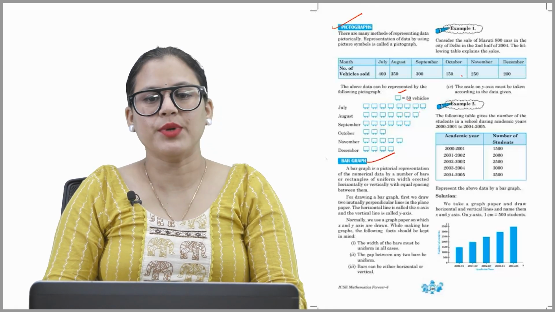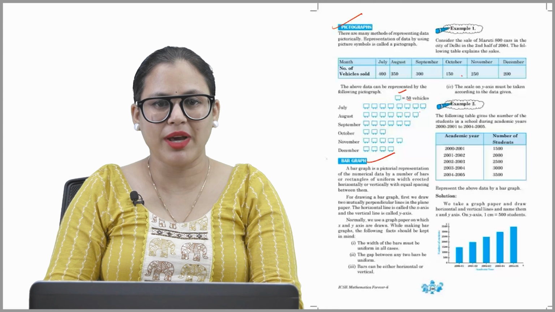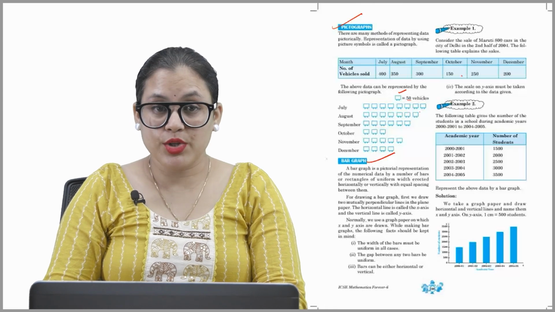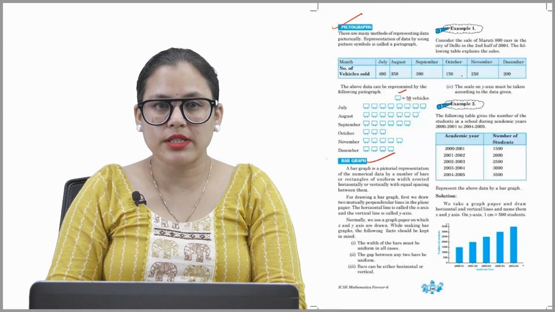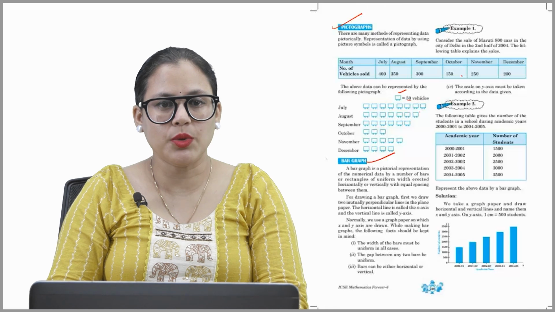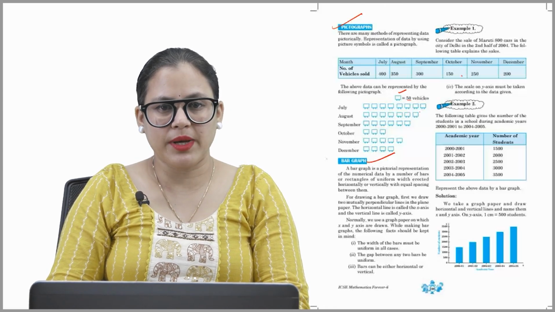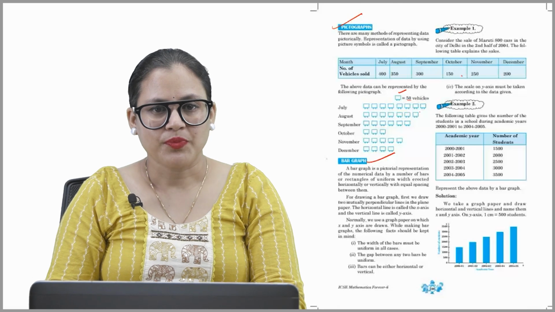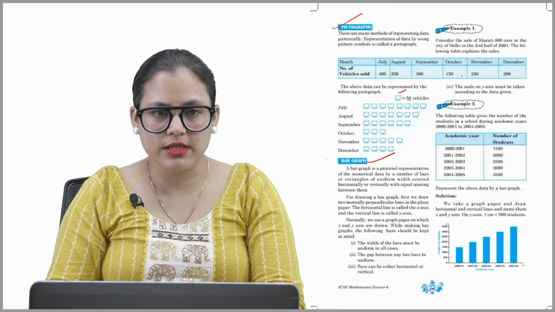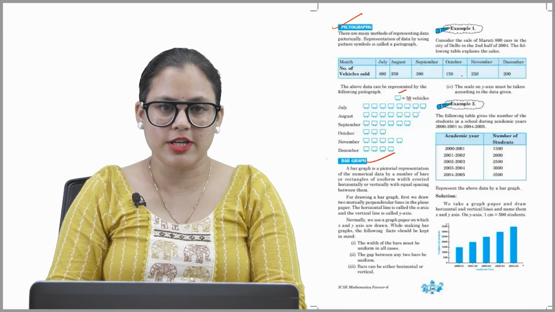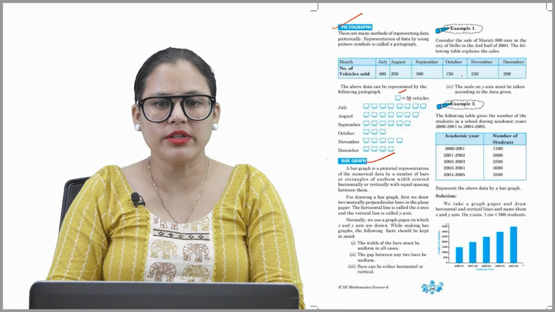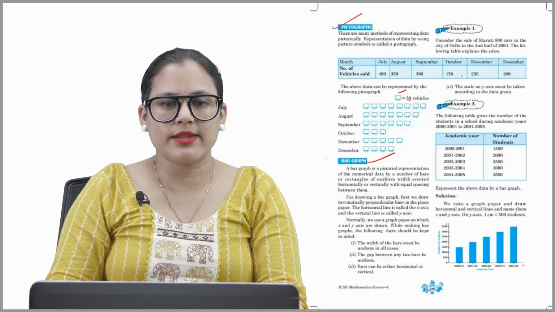Next is a bar graph. A bar graph is a pictorial representation of numerical data by a number of bars or rectangles of uniform width erected horizontally or vertically with equal spacing between them. For drawing a bar graph, first we draw two mutually perpendicular lines on plain paper. The horizontal line is called the x-axis and the vertical line is called the y-axis. Normally we use a graph paper on which x and y axes are drawn.